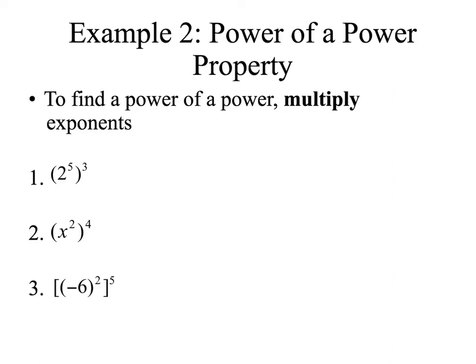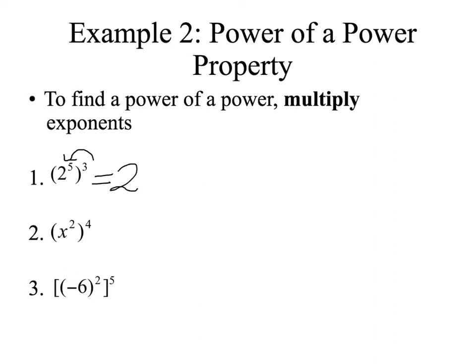So now we're looking at the second property. The second property is known as the power of a power property. So to find a power of a power, we're going to multiply exponents. What I want you to remember is basically we're just going to distribute. We're going to take the exponent outside the parenthesis and multiply it to the exponent on the inside.